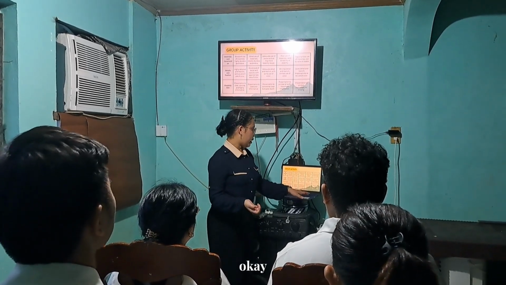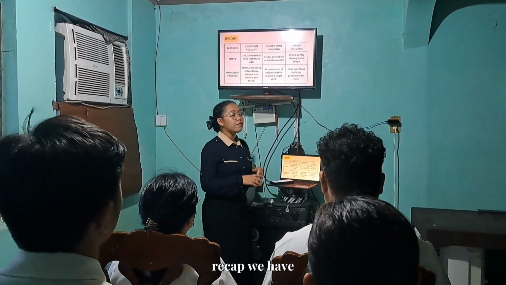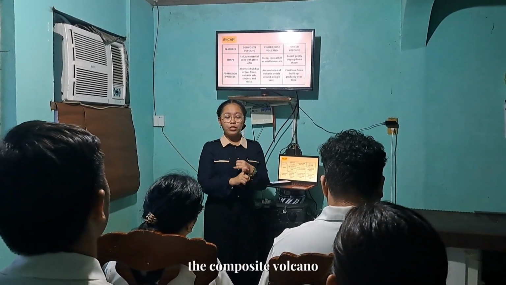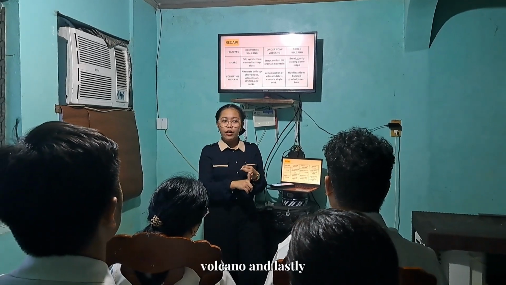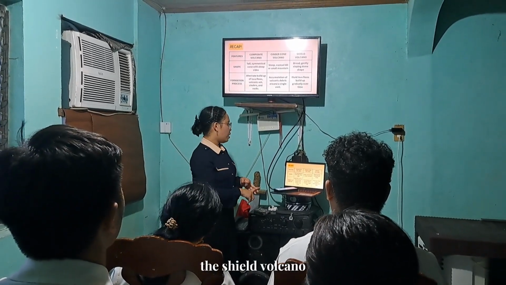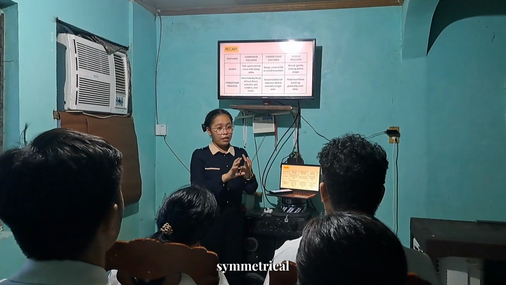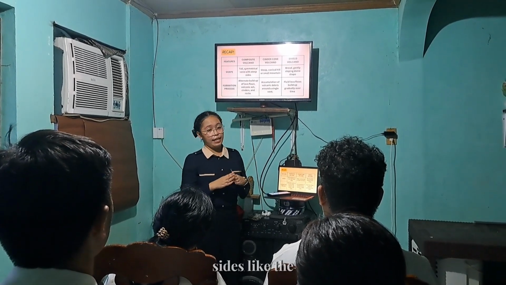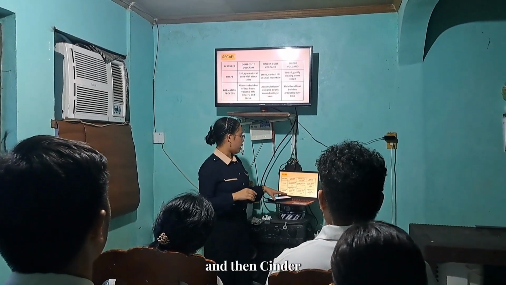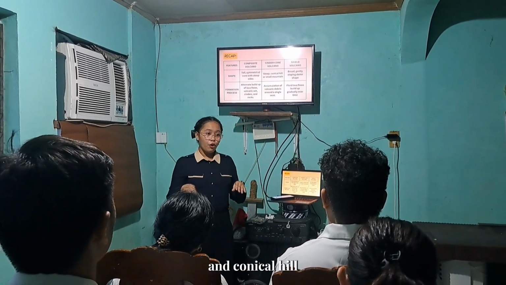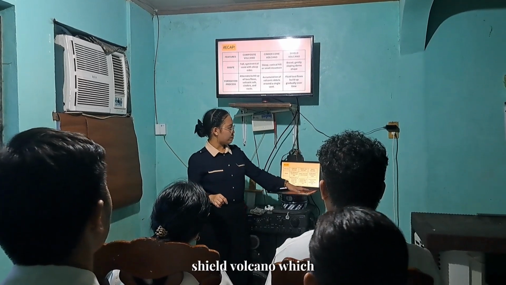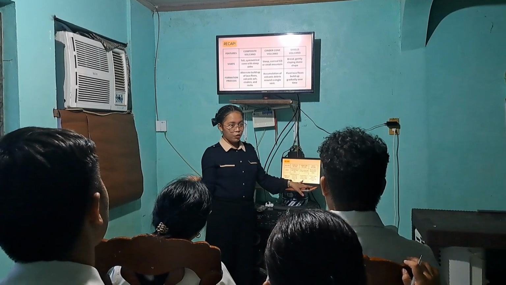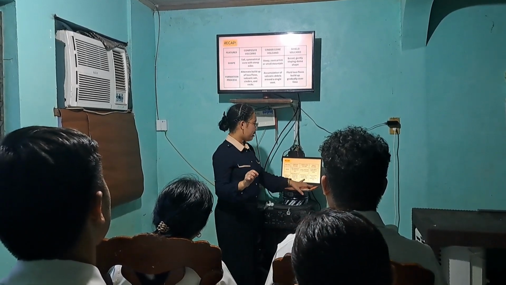Okay, so for our recap, we have the 3 types of volcanoes depending on the shape of their cone. First, we have the composite volcano. Second, the cinder cone volcano. And lastly, the shield volcano. Composite volcanoes are tall, symmetrical cones with steep sides, like the Mayon volcano. And then, cinder cones have a steep, conical hill shape. And lastly, the shield volcano, which is broad and dome shaped.